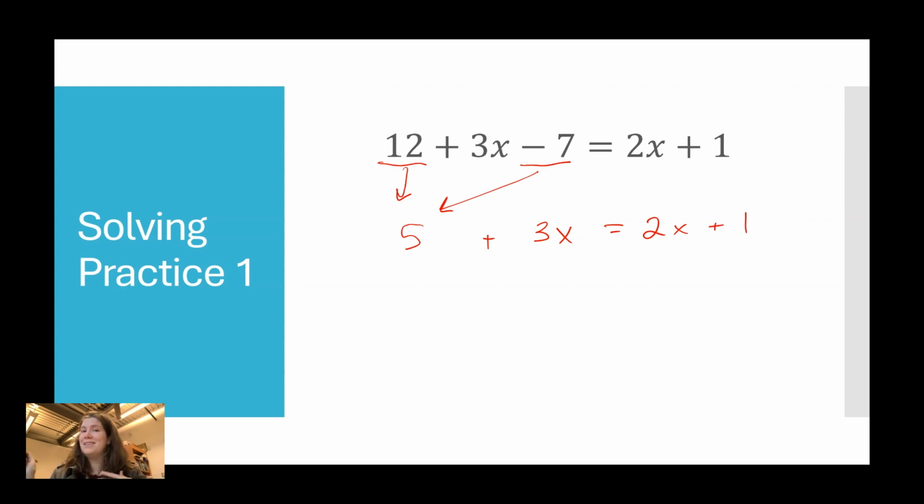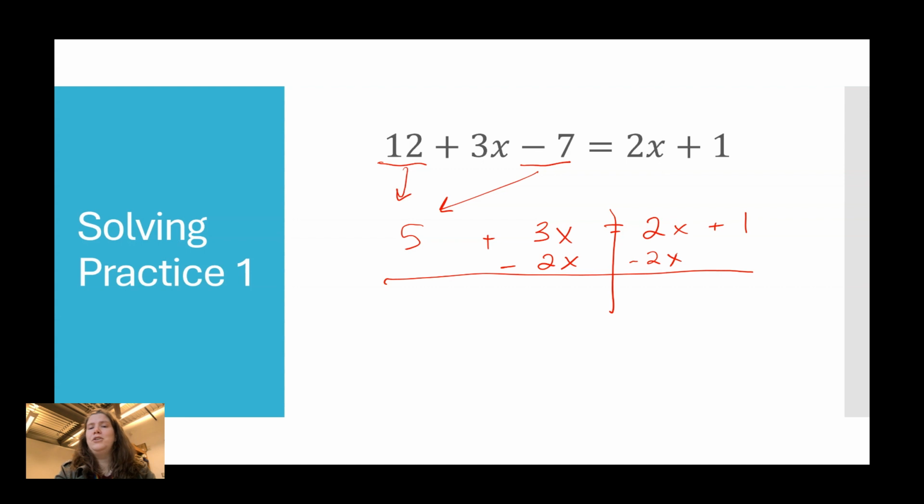Now, since I have x's on both sides of the equation, I need to get them together. And it doesn't matter which way you do it. I could subtract the 3x from both sides, or I could subtract the 2x from both sides. You'll get the correct answer either way. I'm going to subtract the 2x this time, although, of course, you can subtract the 3x instead if you prefer. Making sure I'm doing it on both sides of the equals to keep that equation balanced.